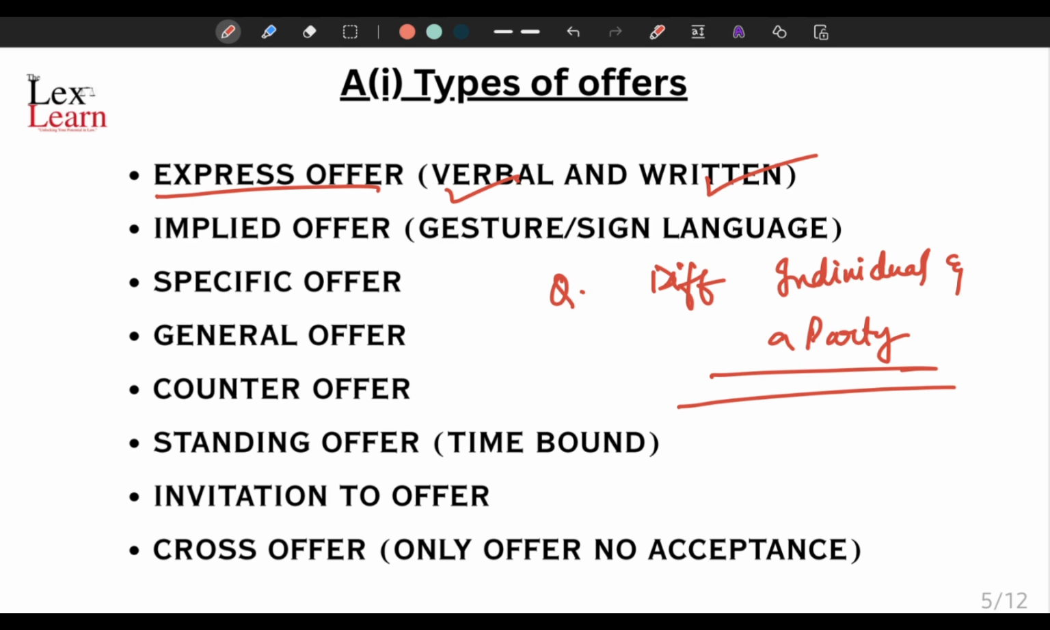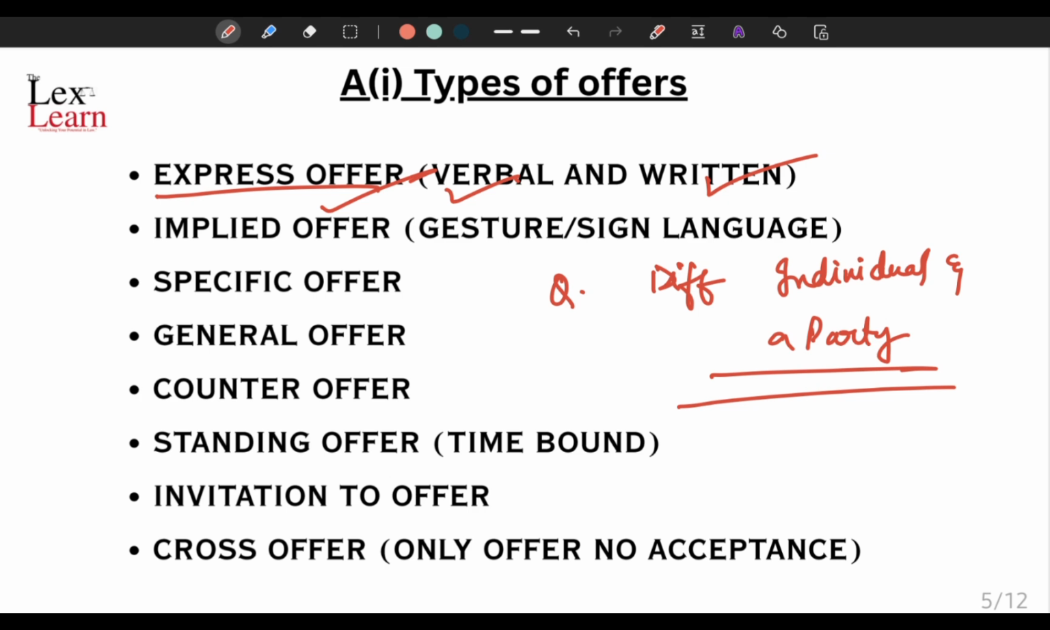So an express offer is when you verbally tell your friend that you want to do something, or you send him a message, or you write it in a document. That is known as an express offer. And an implied offer is mostly used by people who are mute and deaf. An implied offer simply means communicating by showing signs and gestures.